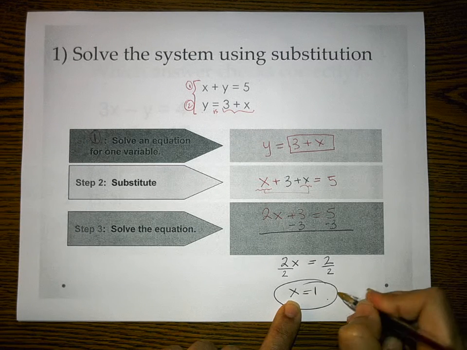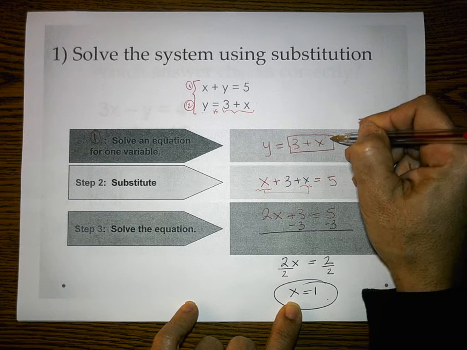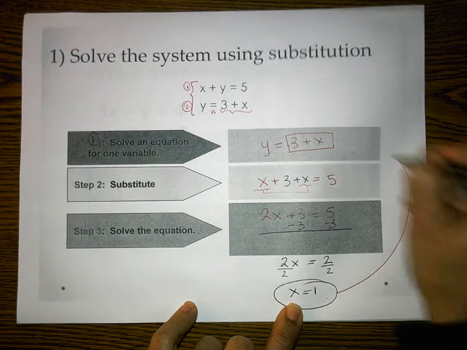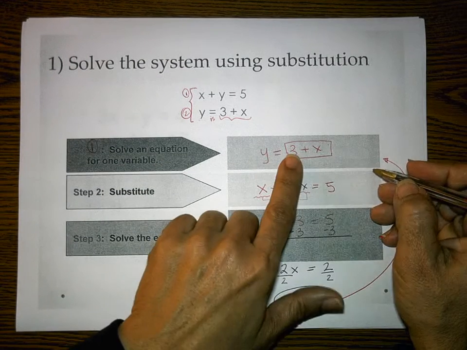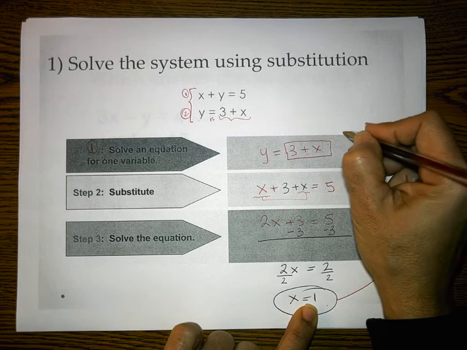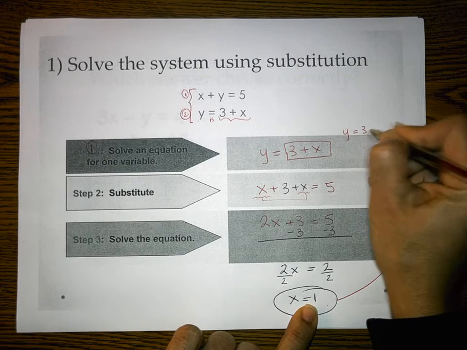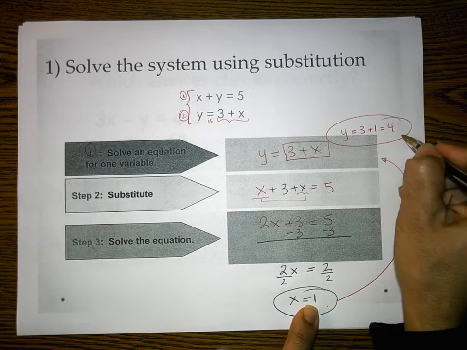Now that I know that x equals 1, I can come back to the very first equation and solve it for y. So y is 3 plus x, but x equals 1. So this is going to be y equals 3 plus 1, which is 4. So now I know that y equals 4.